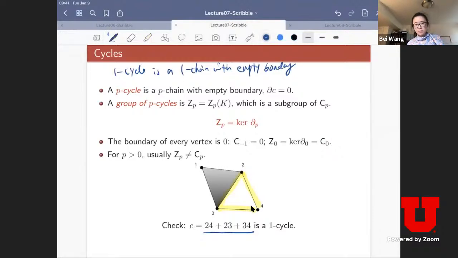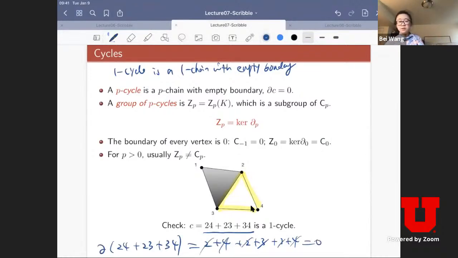So how do we check that? We ask: is my current chain 2,4 plus 2,3 plus 3,4 a cycle? I'm taking the boundary of it. All right. The boundary of 2,4 is 2 plus 4. The boundary of 2,3 is 2 plus 3. The boundary of 3,4 is 3 plus 4. And you know that each one of them appears twice. This is 0. So it's a cycle.